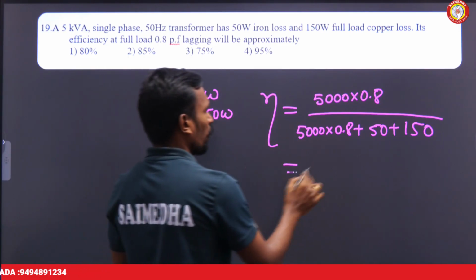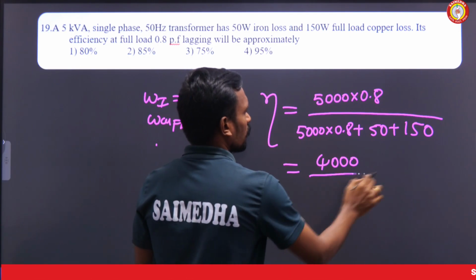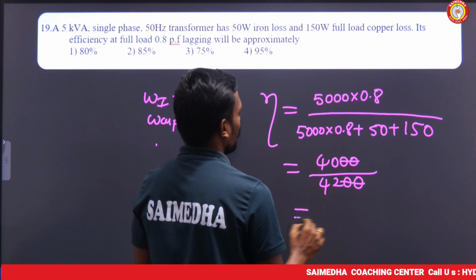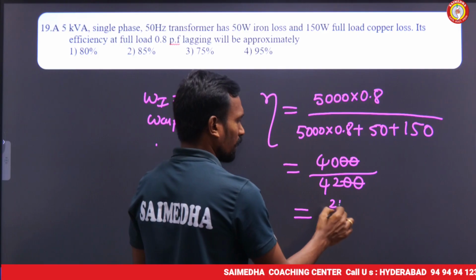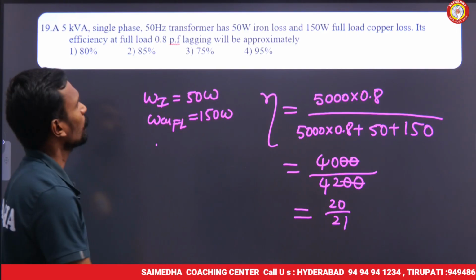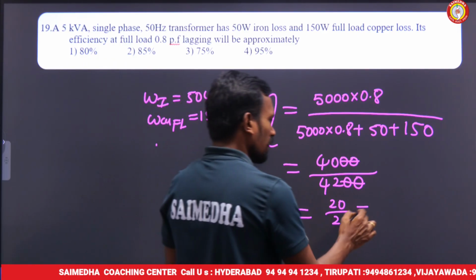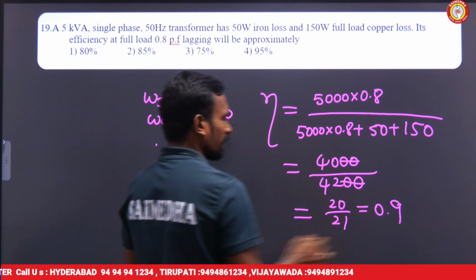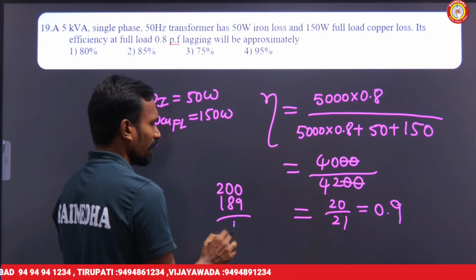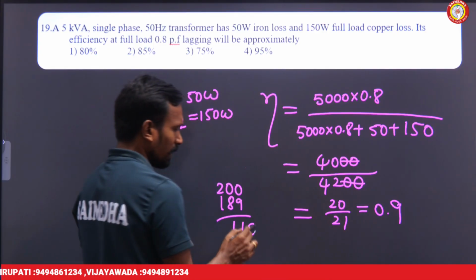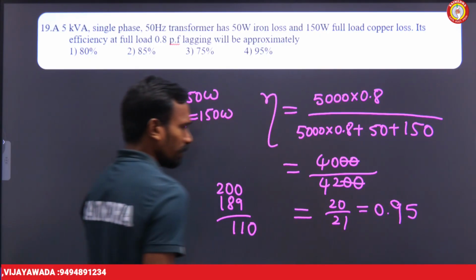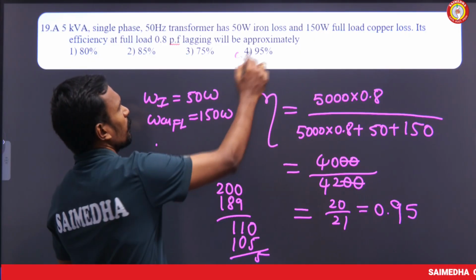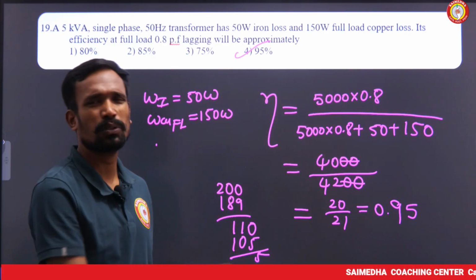What is the answer? 4000 is the numerator. This is 4000 plus 200, 4200. The answer is 40 by 42, which is 20 by 21. What is the answer? Approximately 0.95. 21 nines are 189, nothing but 11 will be there. 21 5s are 105, another 5 will be there. So 95% plus answer. Simple question, sir.